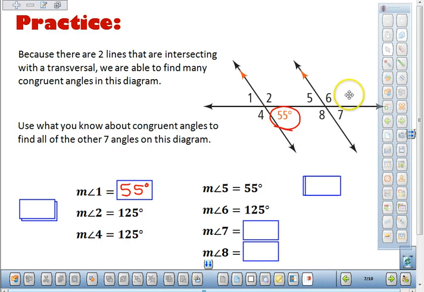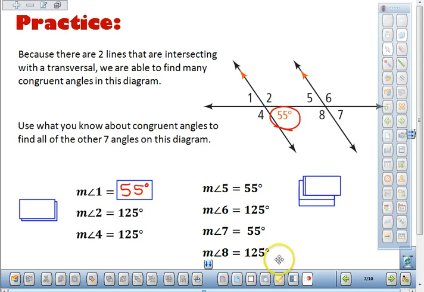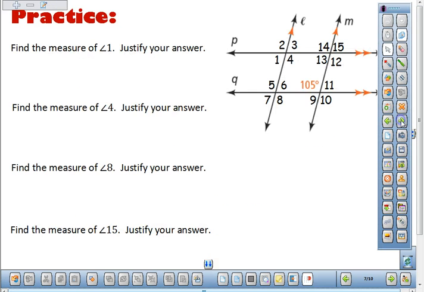6 is also the same as 4, alternating exterior. 6 and 2 are the same because they correspond. So there's many ways, once you have one angle, of finding the rest of those. 6 and 8, vertical angles. 7 and 8 are going to give us supplementary.